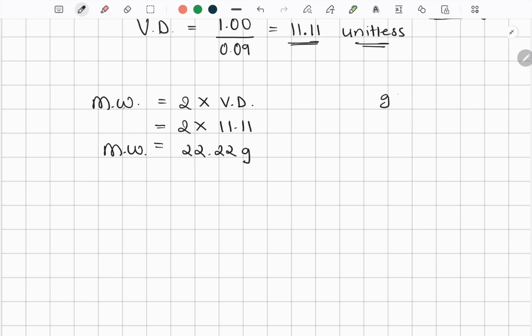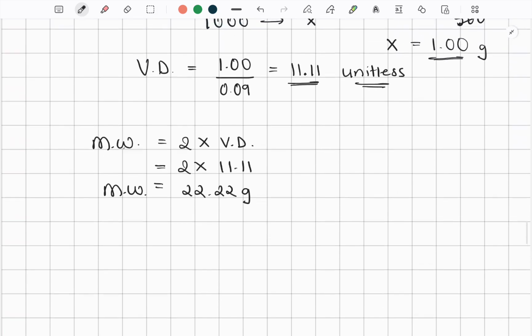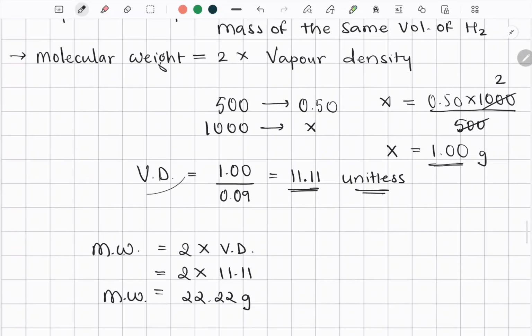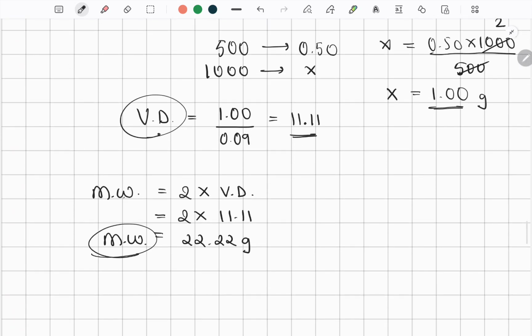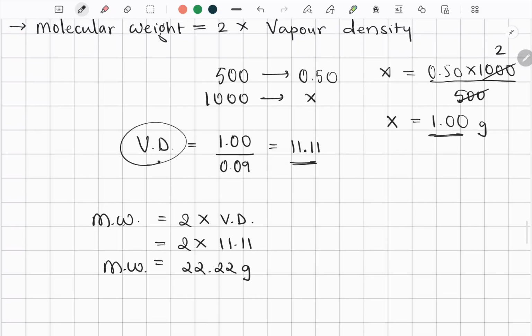Do not get confused between gram per mole or unitless quantity or something like that. I will cover the exact explanation about the units of molecular weight, gram molecular weight, in later videos. But for this type of numerical, you have to understand that for the vapor density we use unitless. We don't have to write anything because it's unitless, so the answer would be 11.11. And when it comes to the molecular weight, we put the unit gram. I hope you understand. If you still have any particular doubt, you can put the doubt in the comment section.